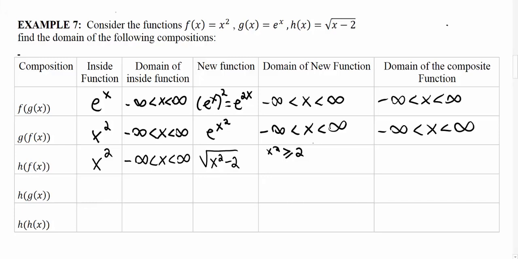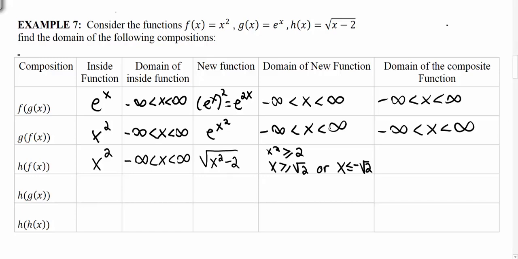So if x squared has to be greater than or equal to 2, that tells us that x either has to be greater than the square root of 2, or x has to be less than or equal to negative square root of 2. Anything in between negative square root of 2 and positive square root of 2 is going to result in a negative number underneath the square root, and that won't satisfy what we need.